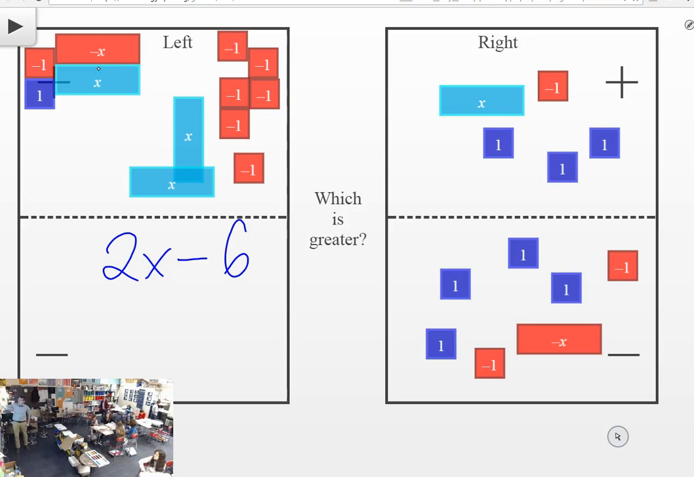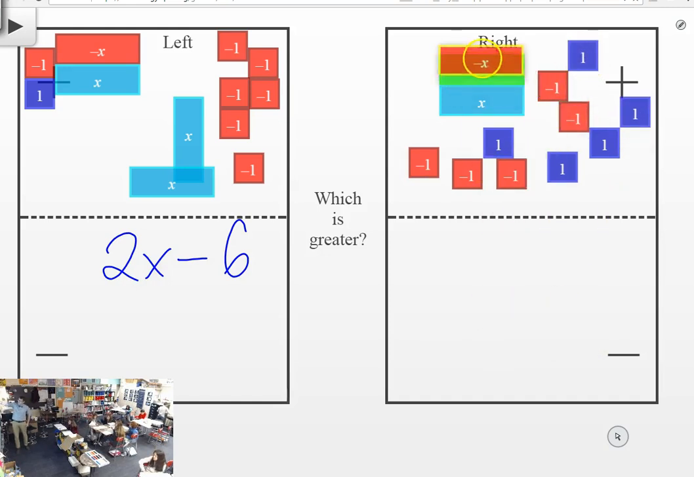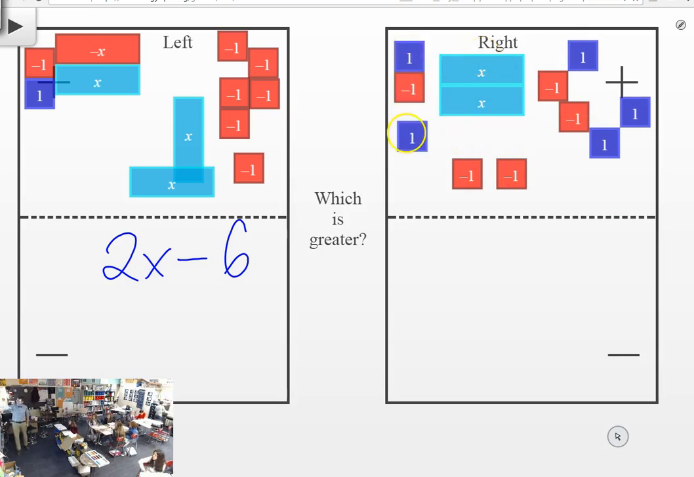The Alana method. Drag it up, flip. Drag it up, flip. The most efficient, in my opinion, way to do this. Okay, now make pairs of zero. We have 2x. Here, 2x to the end still.